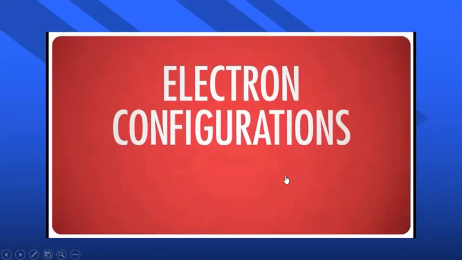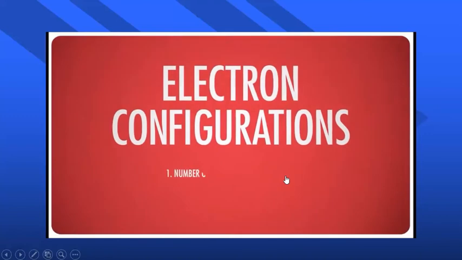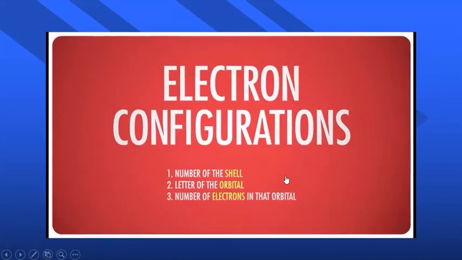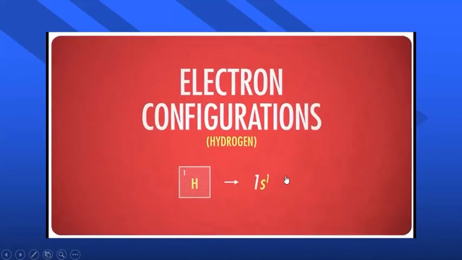And just like with music, there's a bit of notation to learn as well. It's important to know how to write out what we call electron configurations, a condensed way of showing exactly where all of an atom's electrons are. First, we write the number of the shell, then the letter of the orbital, then the number of electrons in that orbital, and repeat until we run out of electrons. So for hydrogen, with just one electron, it's 1s1. For fluorine, it's 1s2, 2s2, 2p5.